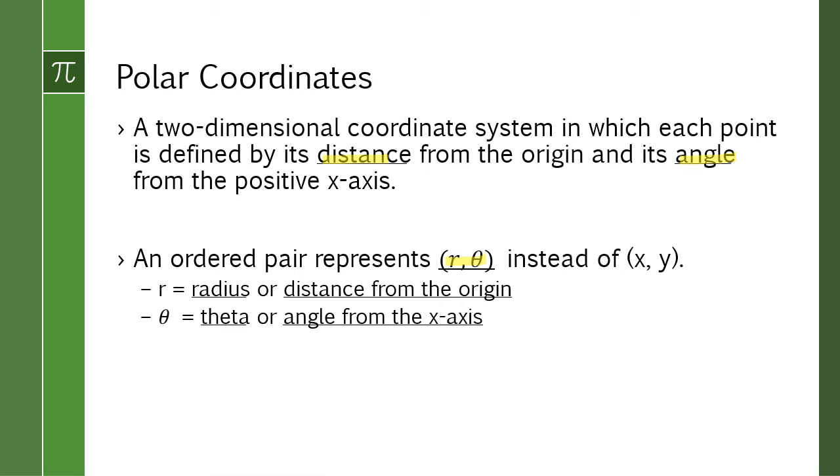So you're used to seeing an ordered pair that's something like (1, 2), and that tells you to go to the right 1 unit and then up 2 units to find your point. In polar coordinates, if you see (1, 2), that tells you to go 1 unit away from the center and then wrap around an angle of 2 radians. So r is the radius or distance from the origin, and theta, T-H-E-T-A, that Greek letter, that's used to represent the angle from the x-axis.